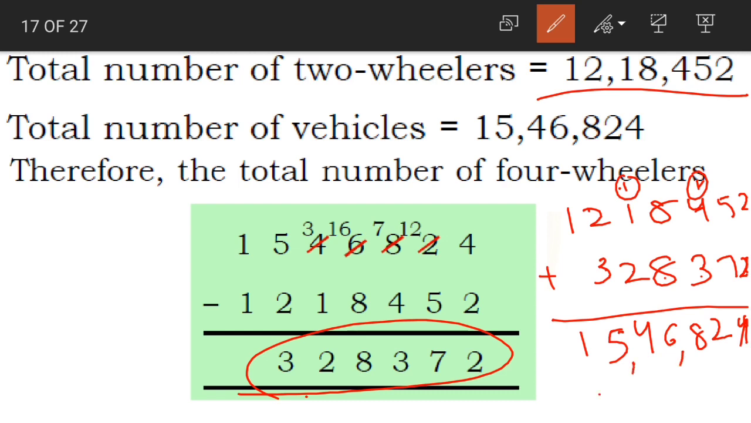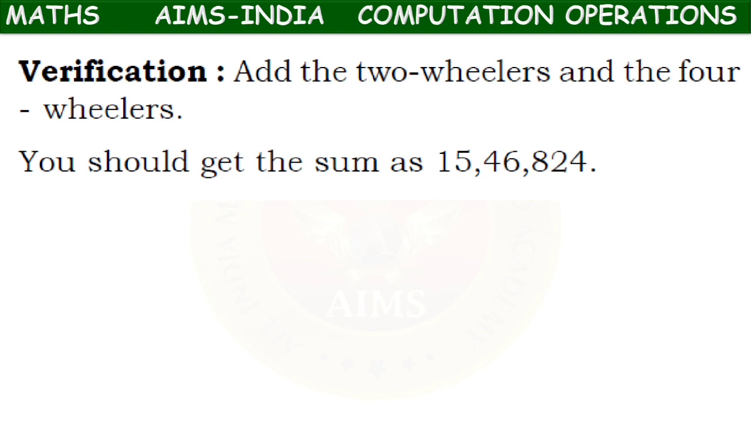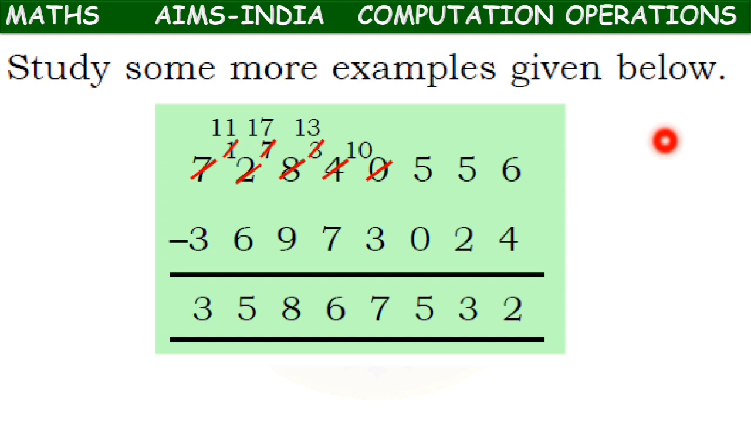What answer did we get, children? 15,46,824. What is this? This is the same as our total number of vehicles. So we can verify, or we can say with confidence, that the answer we got is the correct one. The number of four-wheelers we got is the correct answer. Clear, children? Now let us study some more examples given here.